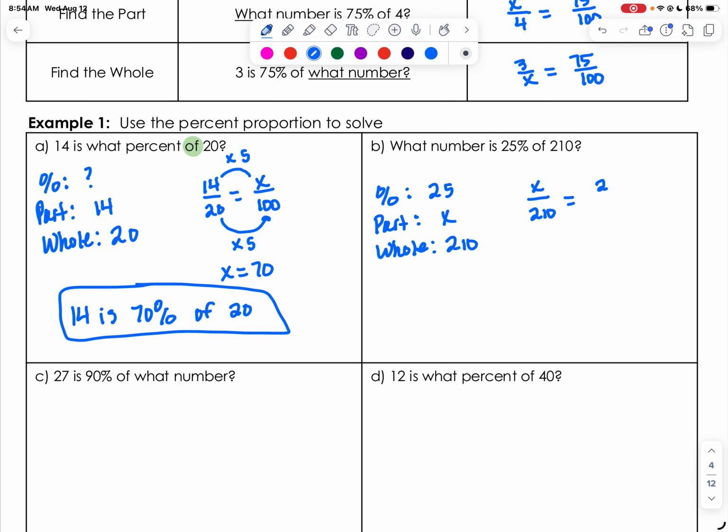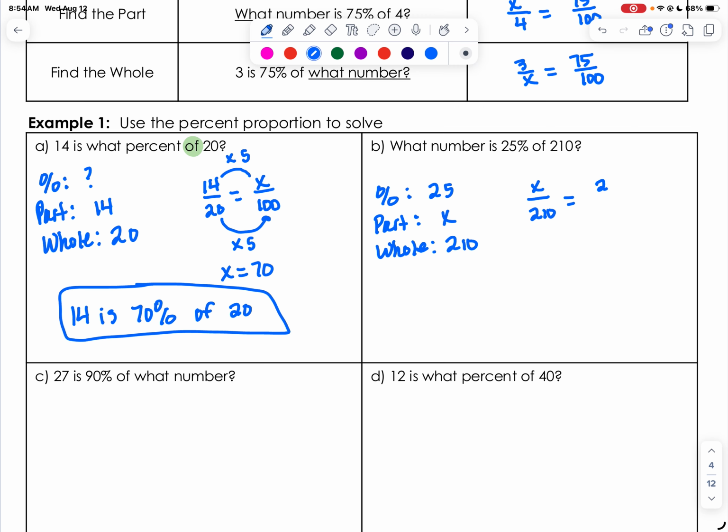So let's do that. 4 into 210. 4 goes into 21 5 times. Subtract and bring down. 4 goes into 10 2 times. 2 times 4 is 8. And I'll add a decimal and a 0 so I can bring down a 0. 4 goes into 20 5 times. So 52.5 is 25% of 210.